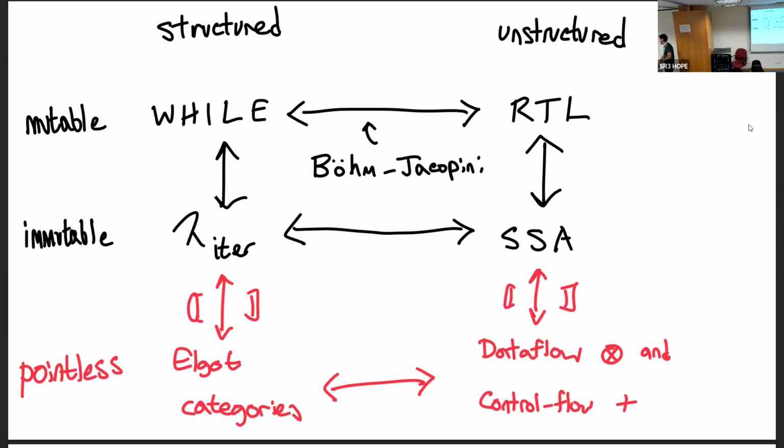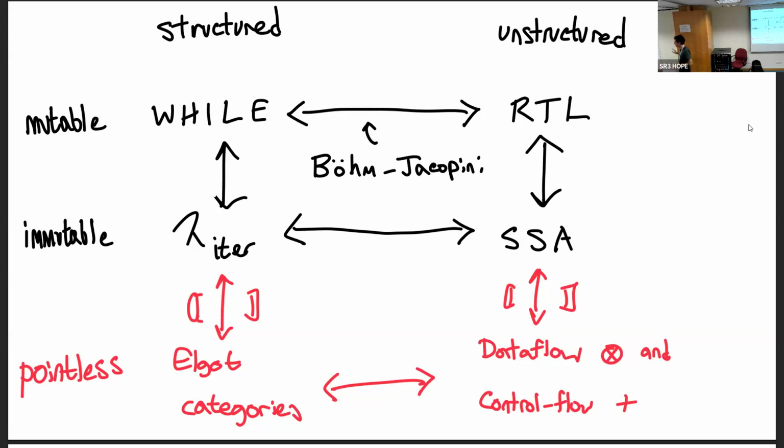Again, I don't have time to go over that. And we can prove not only that all the arrows up there are semantics preserving, but also that the arrows down into the semantics, so in the case of lambda-ide or Elkhaleq categories, are an if and only if by soundness and completeness. Elkhaleq categories are the same as data flow string diagrams over the tensor product and control flow string diagrams over the coproduct.